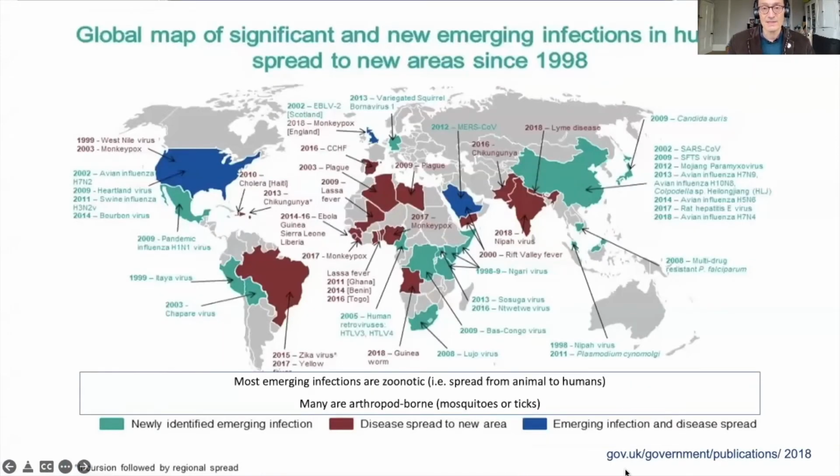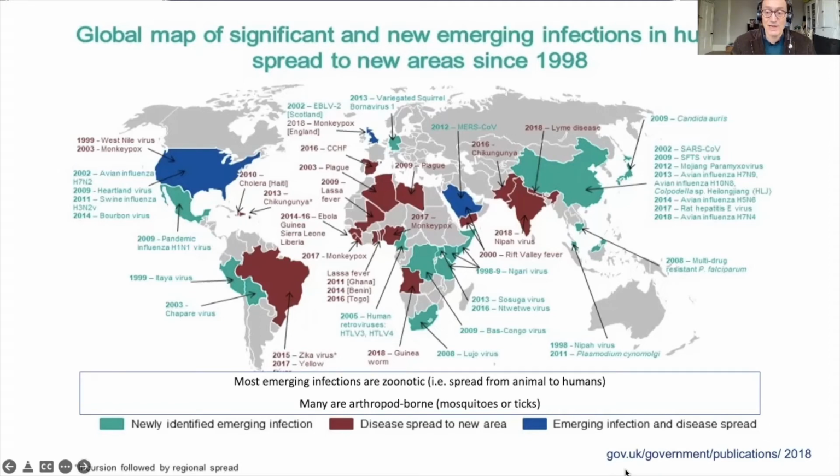And this is quite a nice map the UK government produced showing the emerging infection events between 1998 and 2018 when it was produced. And you can see most emerging infections are zoonotic, so they've spread from animals to humans, and many are transmitted by arthropods, mosquitoes or ticks. And in green, they've covered newly identified infections. In brown, those that were known about already but have spread to new areas. And then in blue, those that have emerged and spread.